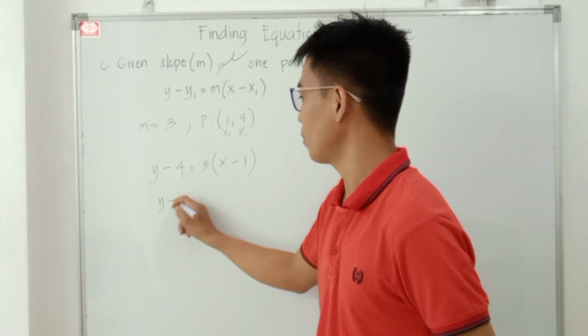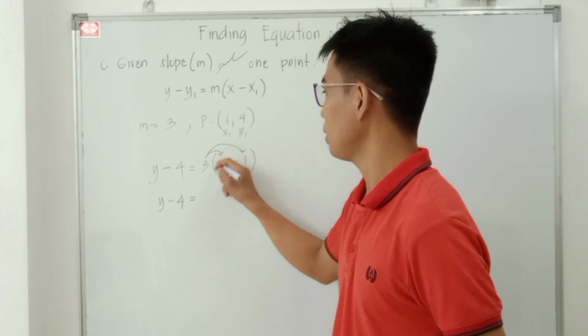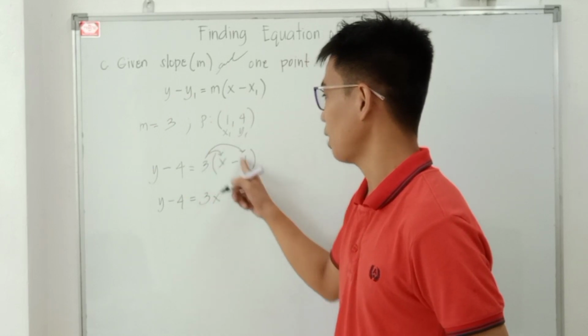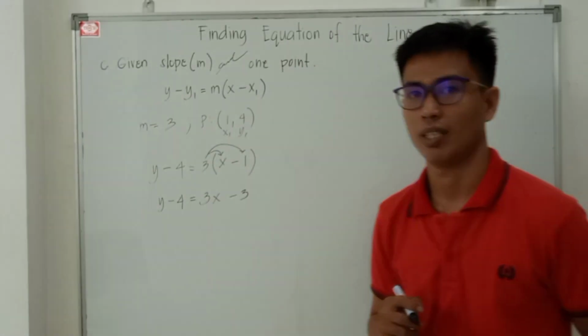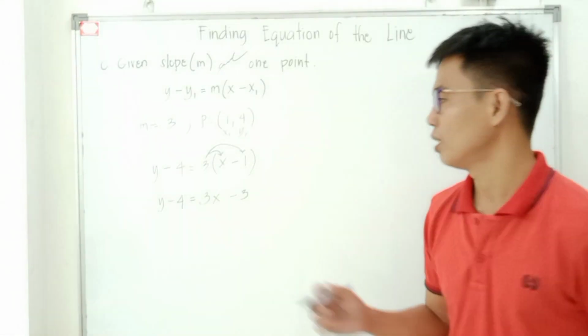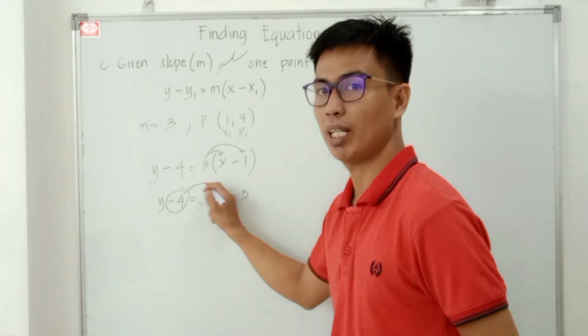So y minus 4 equals distributive property. So we have 3 times x, that is 3x. 3 times negative 1 is negative 3. And then kukunin natin yung slope-intercept form of the equation. So kailangan natin ilipat yung negative 4 dun sa kabilang side.